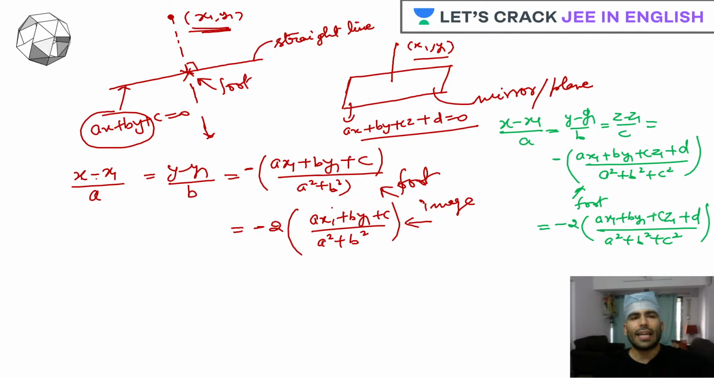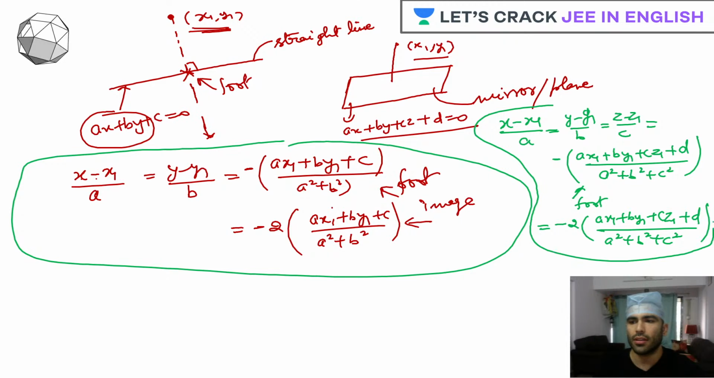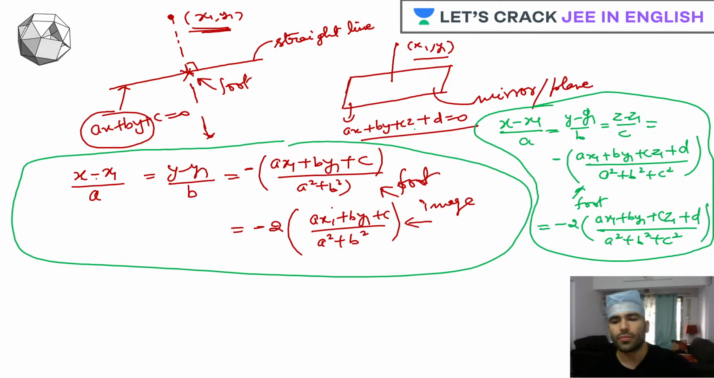So these are the direct lambda values you can use. Use these values of lambda and directly get the values of the foot and your image, and you can save a lot of time. You do not need to solve two or three equations and then get the answer. You can save almost 45 seconds at least. That's important for us. Now I'll show you the difference.